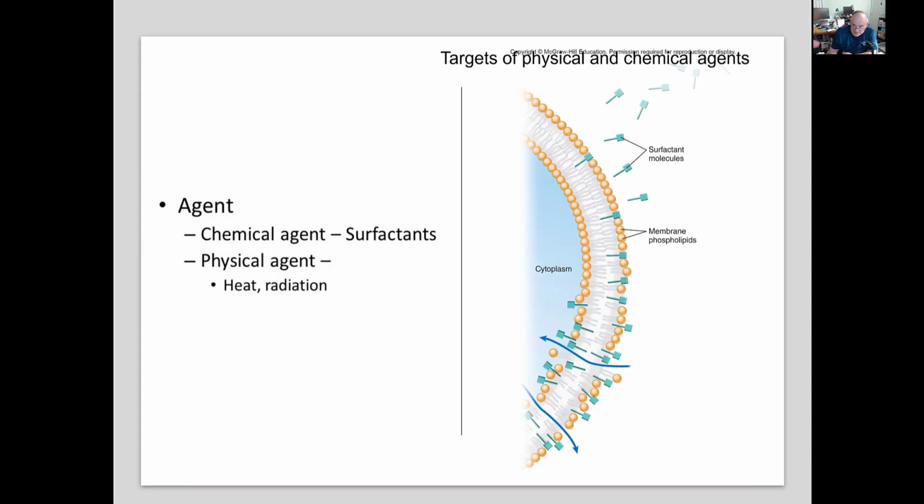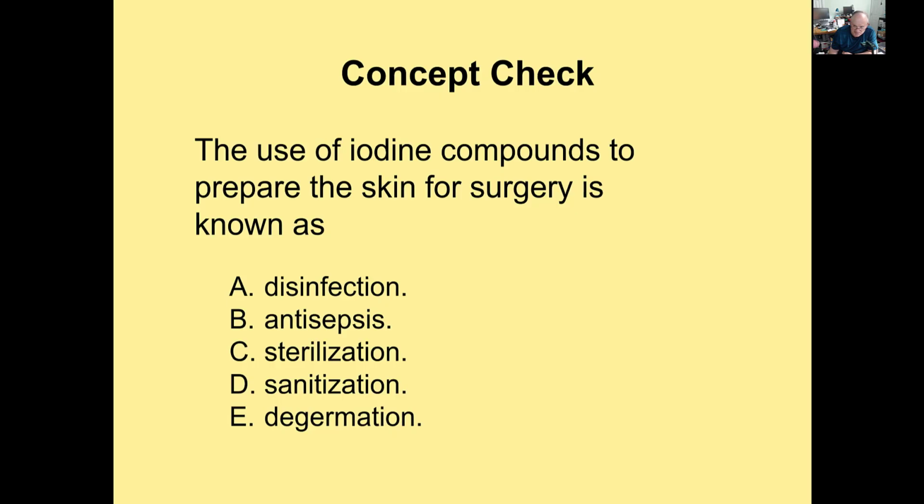So, targets of physical and chemical agents, you can see surfactants. That's a term I do want you to know. It's a soap. A surfactant has hydrophobic and hydrophilic characteristics, so it disrupts membranes. It has both, and surfactants will do that. It's essentially a soap, and soaps have both. Physical agents, heat and radiation, can cause damage to the integrity.